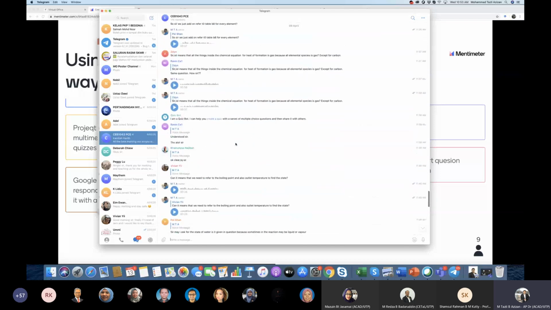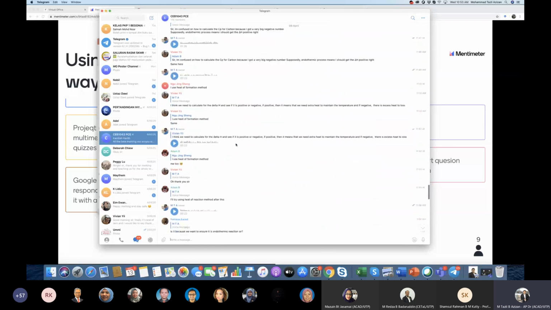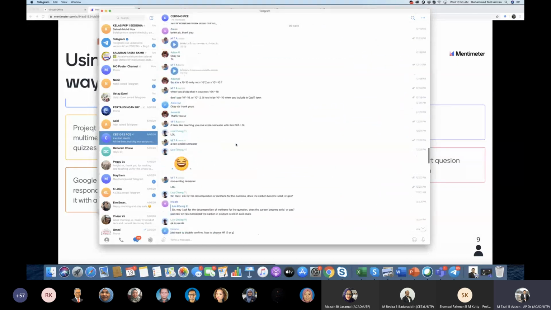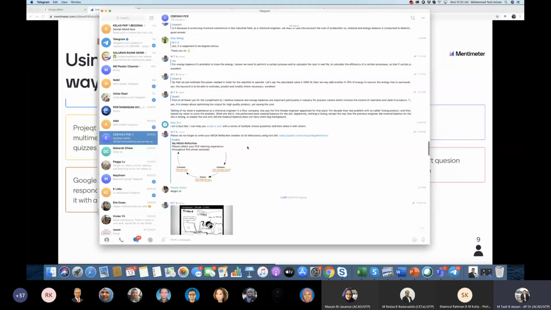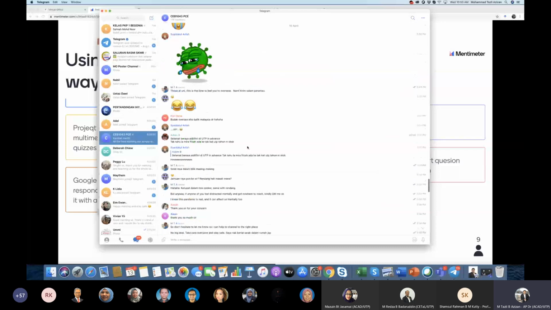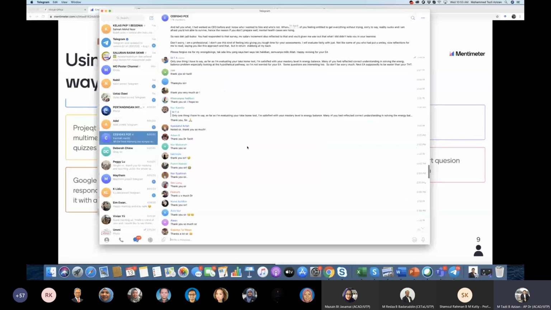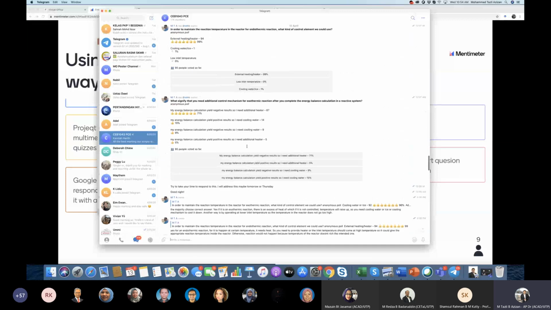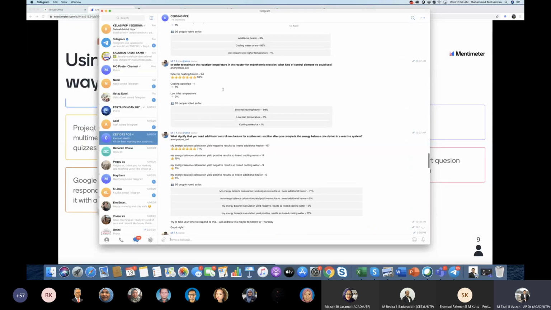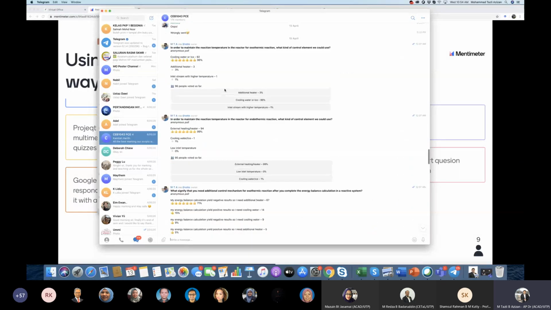Another thing that Telegram can do is that we can also use polls. So you see that there's a lot of discussion here. Again, we can use this as part of formative assessment. For example, I asked: in order to maintain reaction temperature in the reactor for an isothermal reaction, what kind of control elements could we use? This is for the first year students.